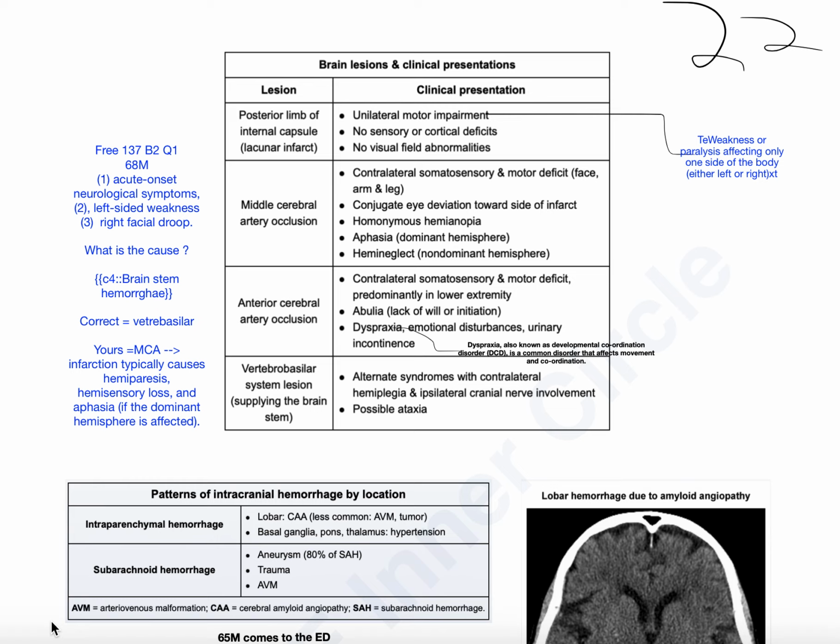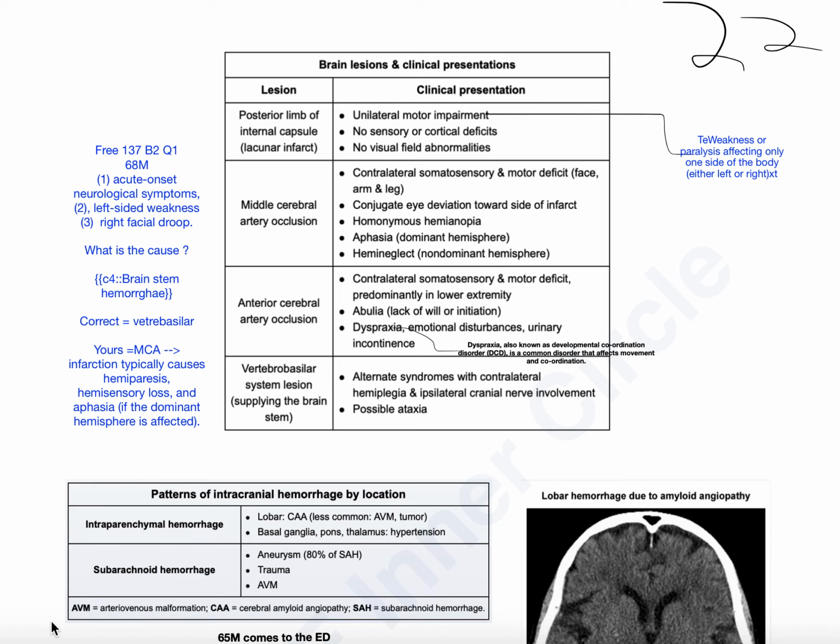And depending on their locations. So now if we have a posterior limb internal capsule lacunar infarct, one thing I want you guys to know is that it's going to be unilateral. Unilateral means on one side, not on both sides. So that's going to be motor impairment, and it's going to be a pure motor stroke. So not going to have any visual or sensory defects.